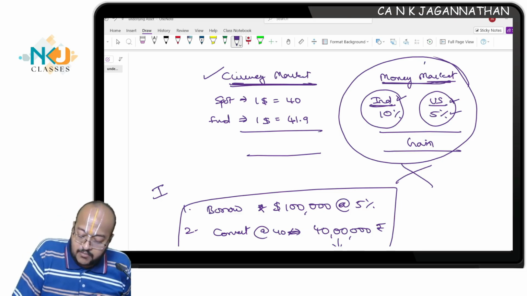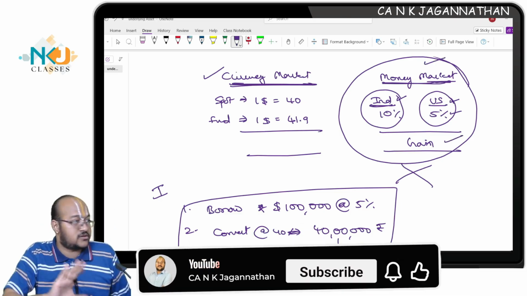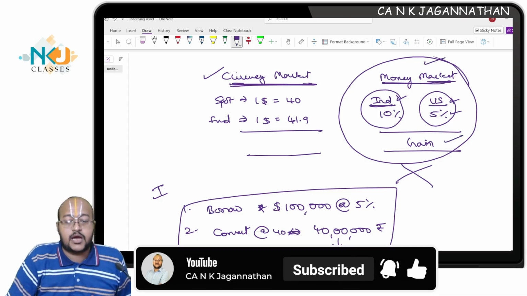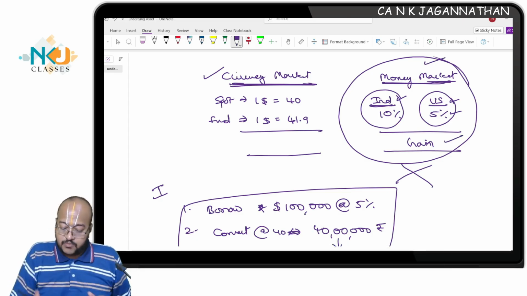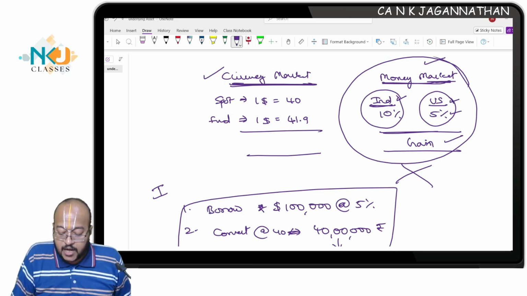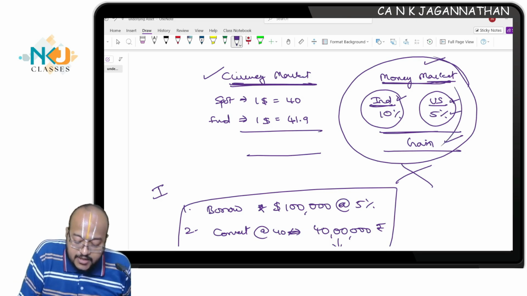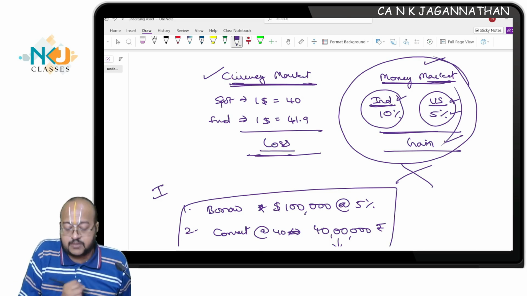What happens is, in the money market, he is really making a gain. There is no doubt that in the money market he is making a gain, because of the interest rate differential. But the problem is that whatever he gained here, he lost in the currency market. Here there is a loss. In the currency market, he incurred a loss.